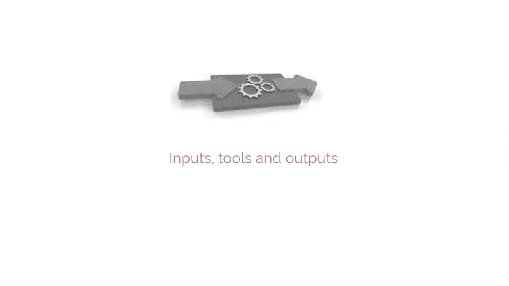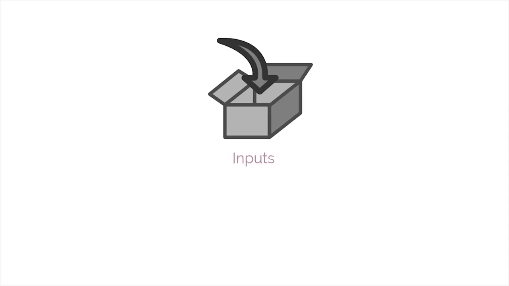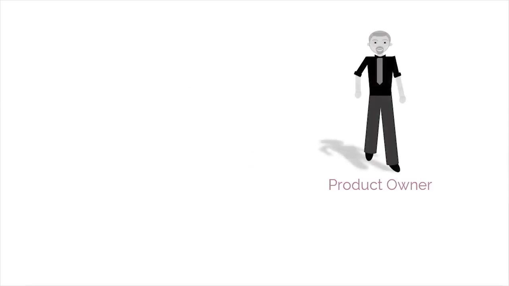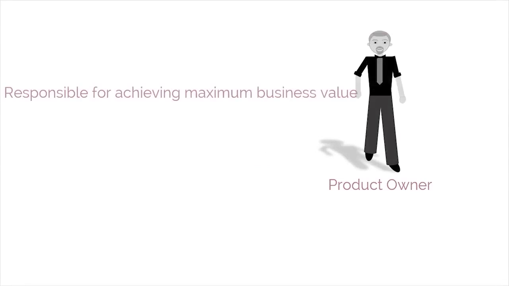It is time to learn this phase in detail with the processes involved. Ship deliverables is the first process carried out. So as to understand the process, we need to know the inputs, tools, and outputs involved. Let's learn them one by one. Product owner is the first source of input. The product owner is the person responsible for achieving maximum business value for the project.